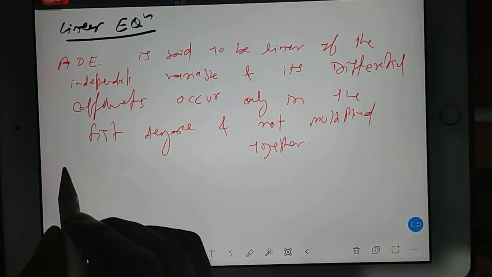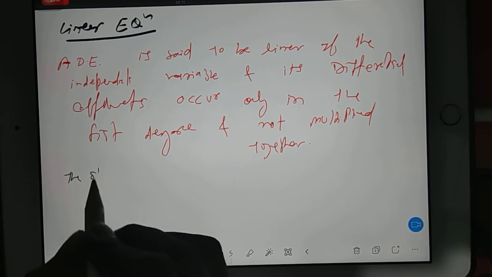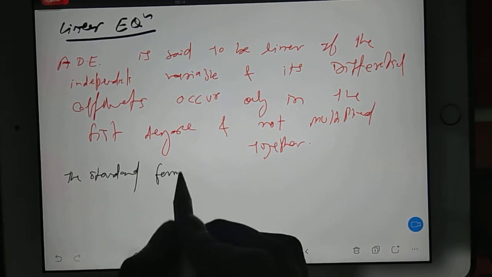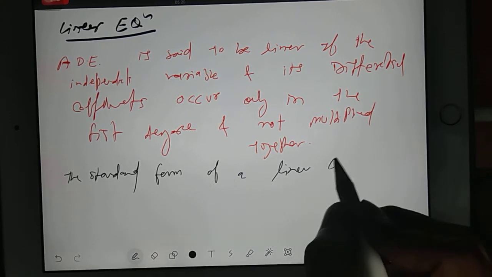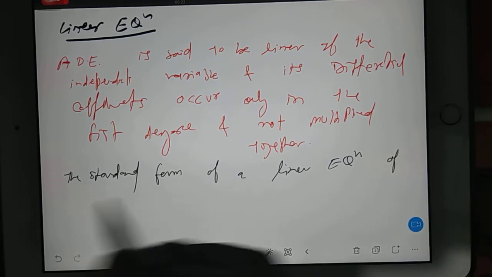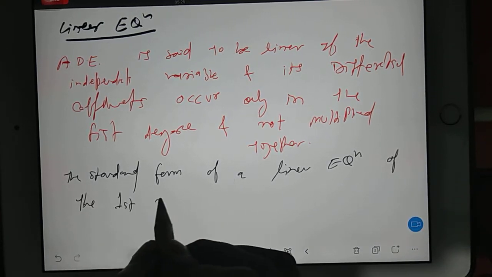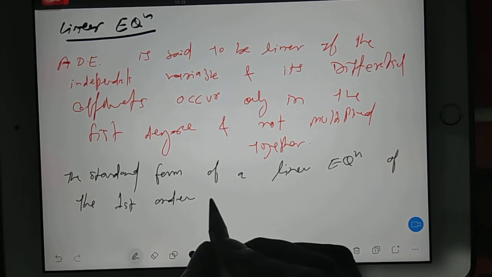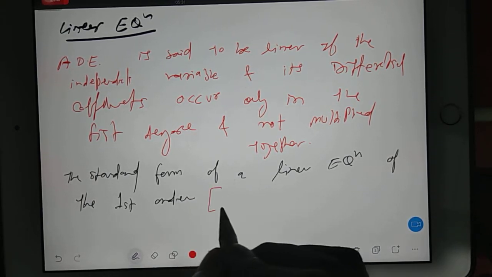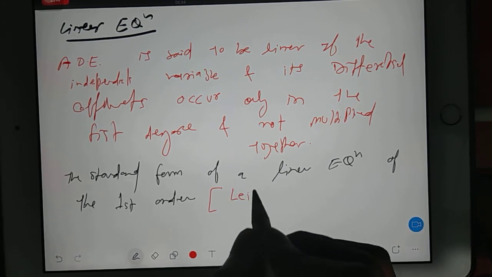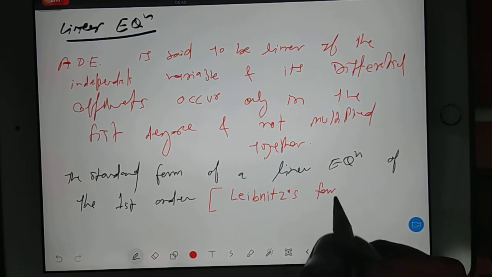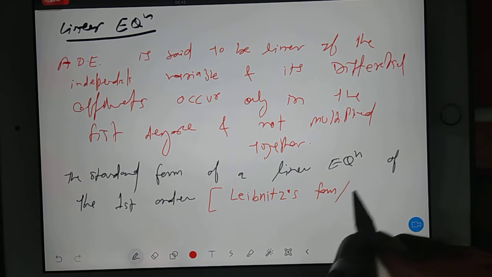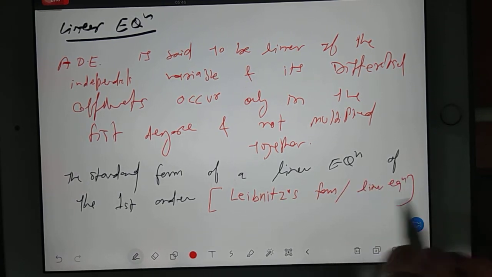So how will you know that any equation is a linear equation? We have a standard form. The standard form of a linear equation of the first order. Actually, this is commonly known as Leibniz form, or you can say Leibniz linear equation also.